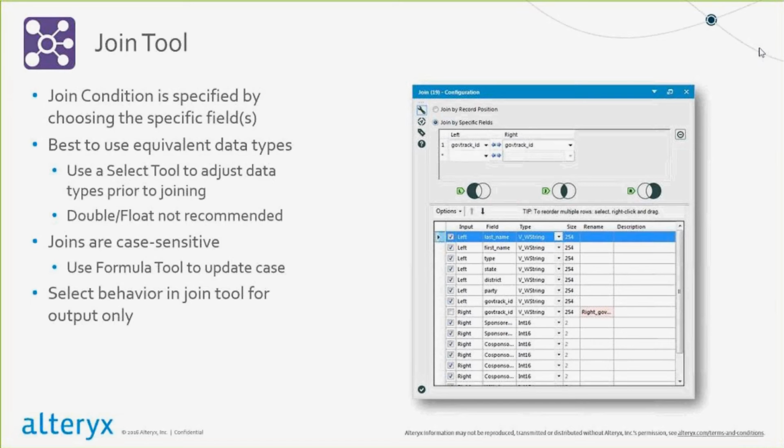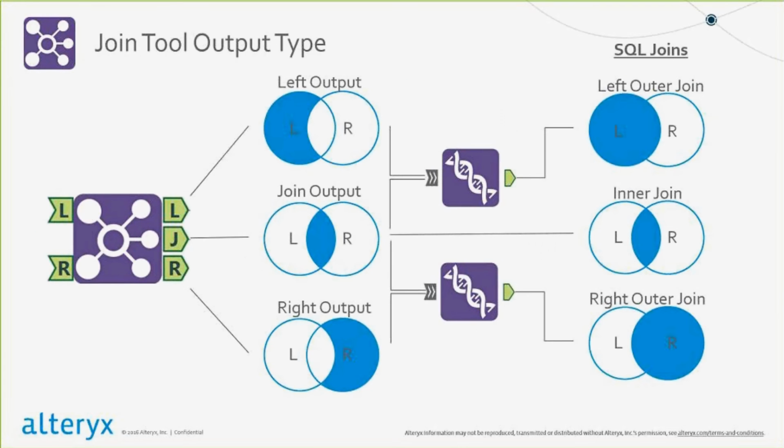But in this case, you can see that I'm going to join on govtrack ID equal to govtrack ID, and then I can select what fields I want to come out of this. Okay, so in our case, we might want to deselect one of our govtrack IDs, probably the right one, so we don't get that duplicate field in there.